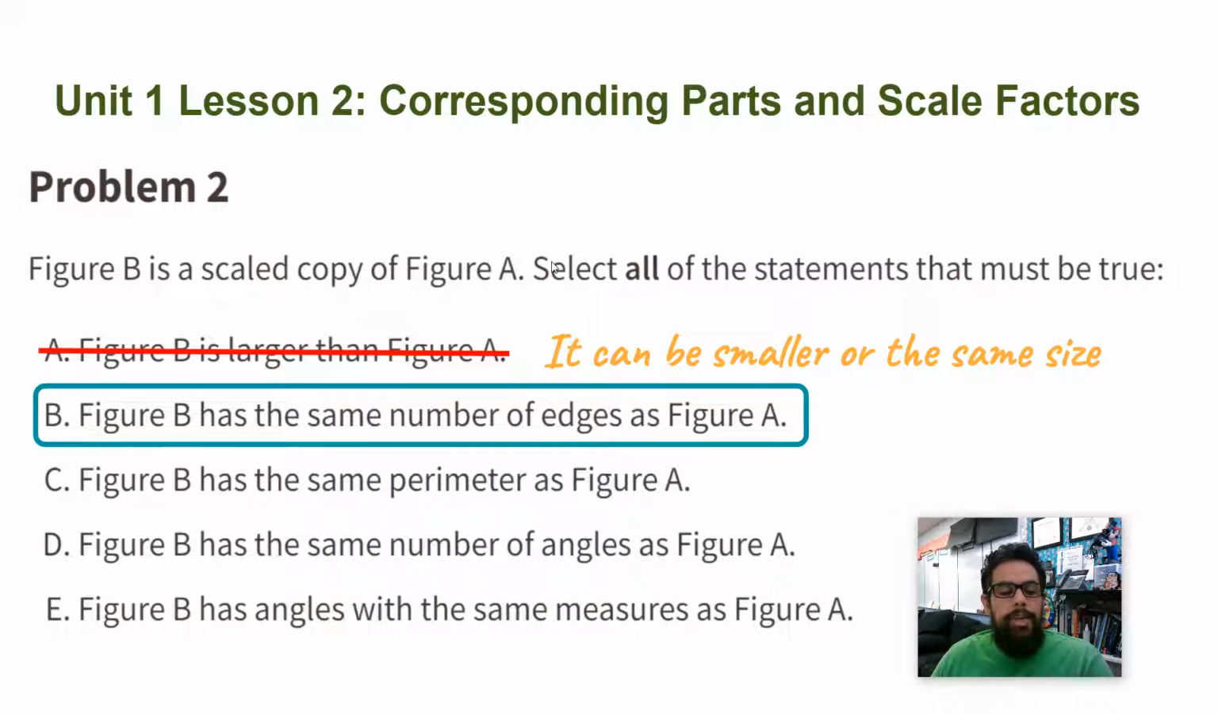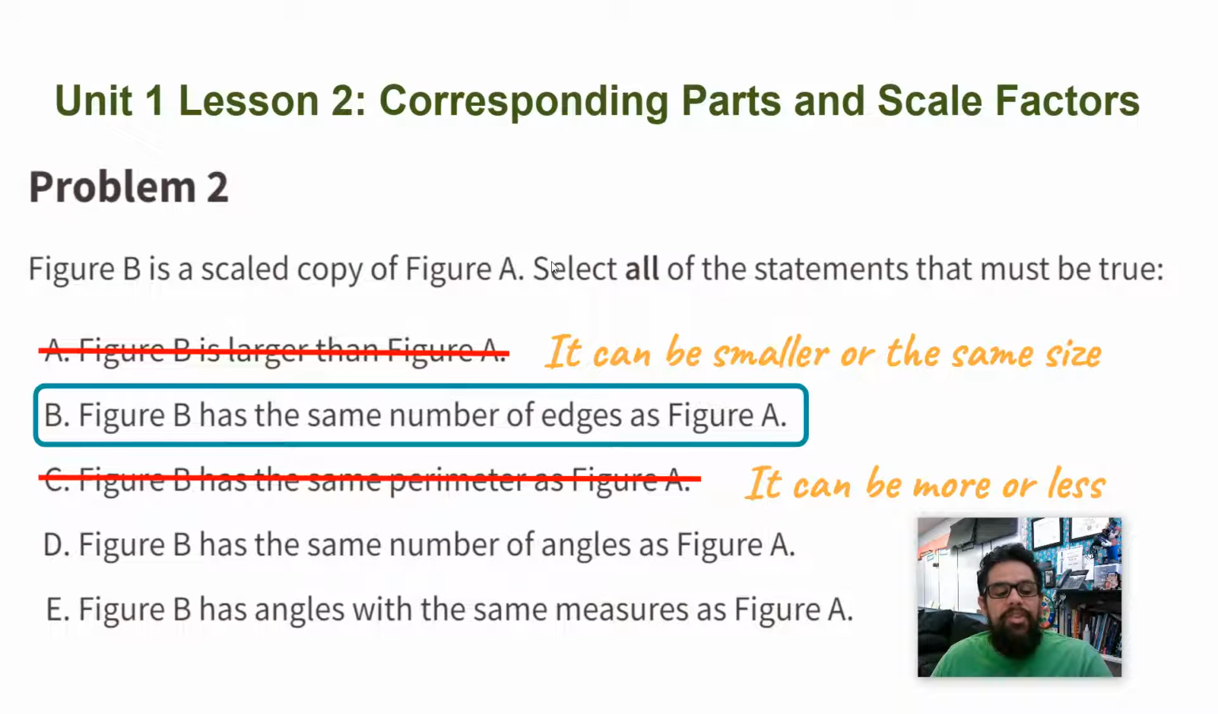Part C, Figure B has the same perimeter as Figure A. Remember, the perimeter is going around the shape. So if you're doing a scaled copy of a figure and the figure gets bigger or smaller, it also makes sense that the perimeter of those figures will get bigger or smaller. So this one, it can be more or less. It can have the same or more perimeter or a smaller perimeter. So this one is not true.